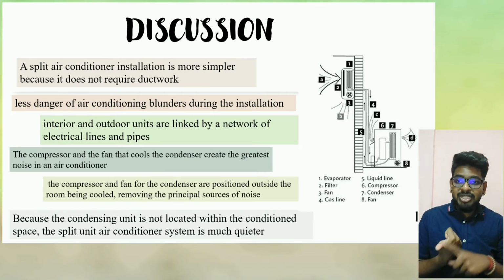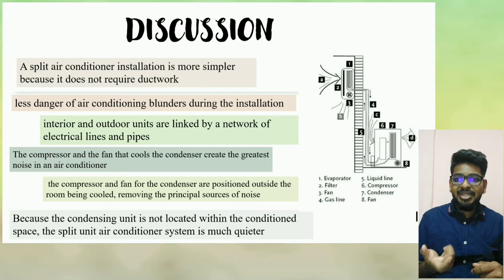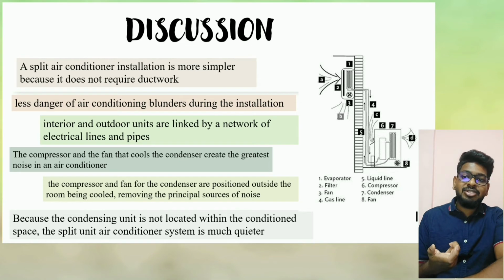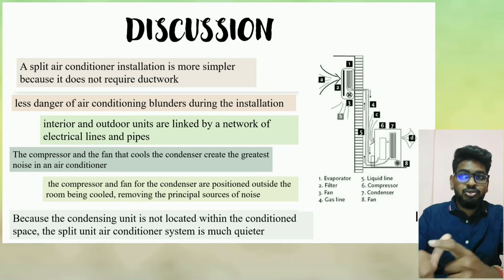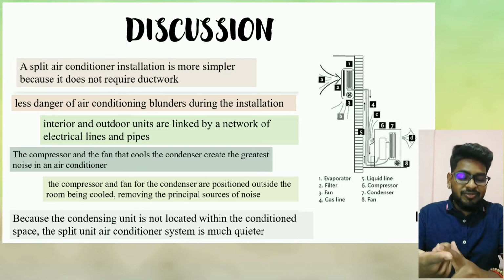Okay, in the condensing unit, the compressor and the condenser are installed. In the evaporating unit, the evaporator coil is installed. Because the condensing unit is not located within the conditioned space, the split unit air conditioning system is much quieter. A split air conditioner may be outfitted with a variety of features. A heating function can be added to a filtering function and a dehumidifier function.